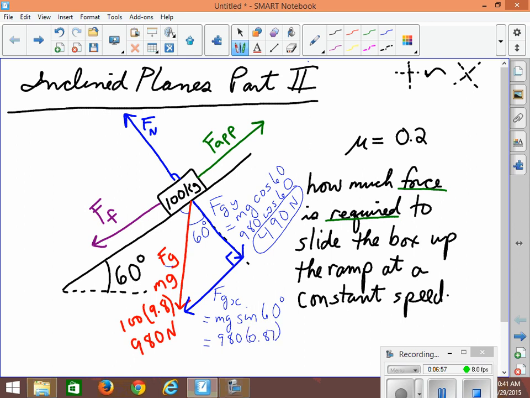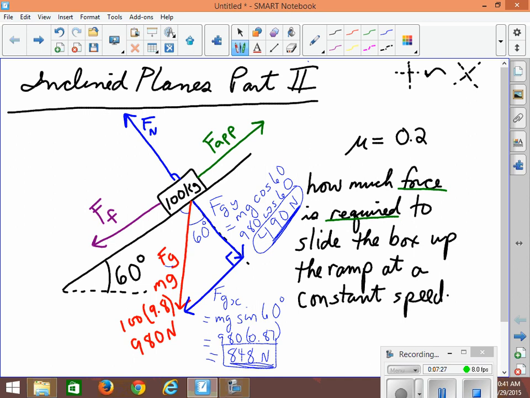So what does that come out to? 848? Yeah. Well, we'll erase it. We'll just kind of fix that up. 848 newtons. So what we've done is we've discovered how much of the gravity is pulling into the slope over here, and how much of the gravity is pulling down the slope.